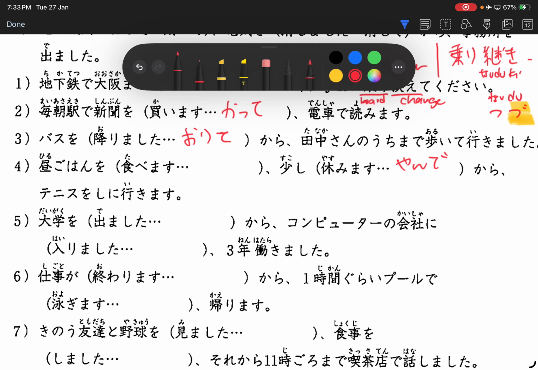Before and in order to. して行きます, in order to. Isn't it both sound the same? Like you're still depending on this to complete that. Right? But good explanation. して行きます. Right? So して行きます is when you are doing this action.